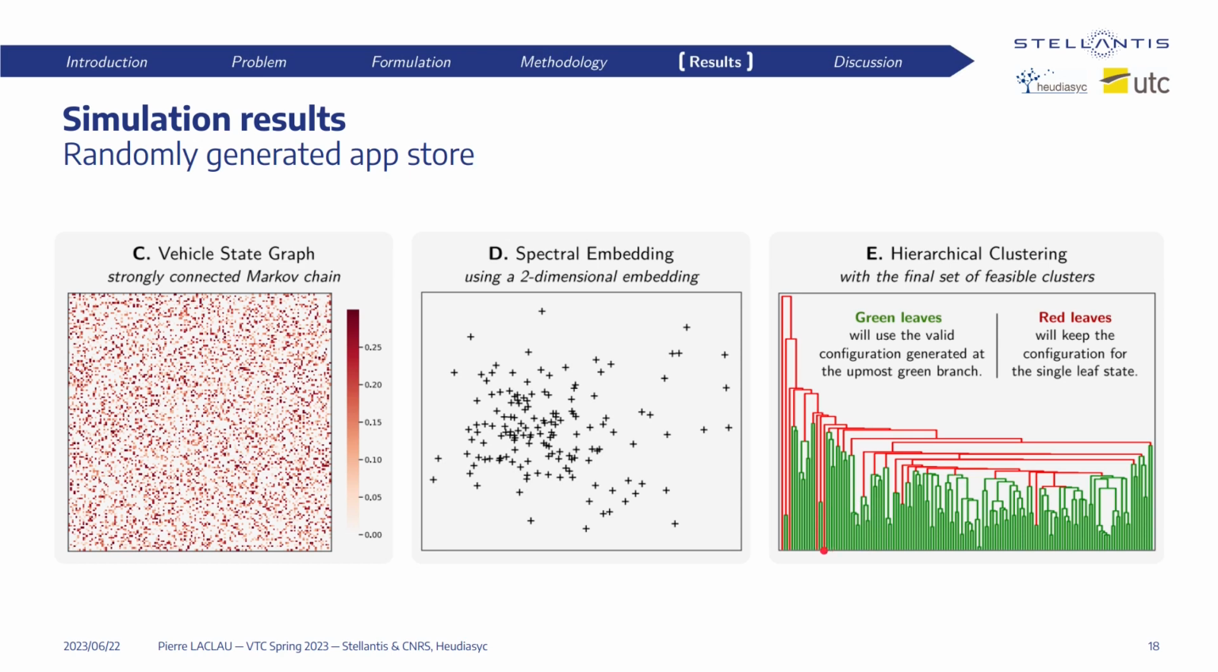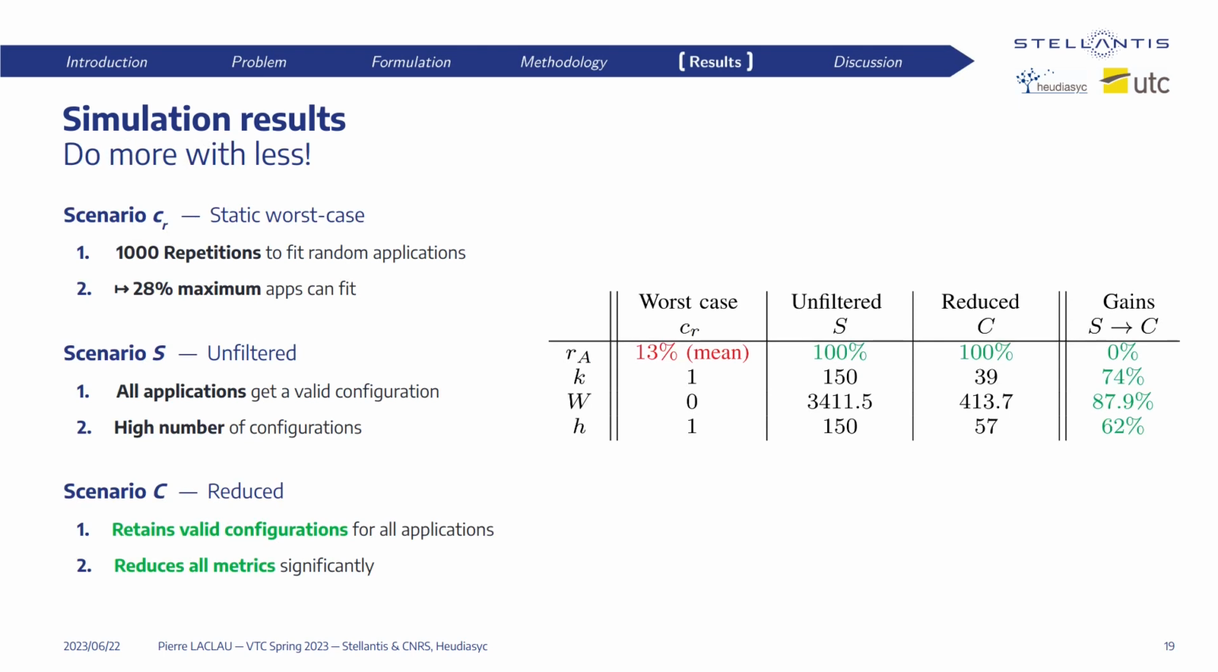And so here's some insights of what performance we can expect from these different approaches. The first one is the static worst case. So it's traditional, what we had before. What we try to do is to select a random combination of apps to activate at once, and we try to find what is the maximum we could fit inside the architecture with the EE topology we selected. And so we saw that we could allocate a random combination of 28% of applications at most. This shows that with one single configuration, we cannot fit every application in the vehicle.